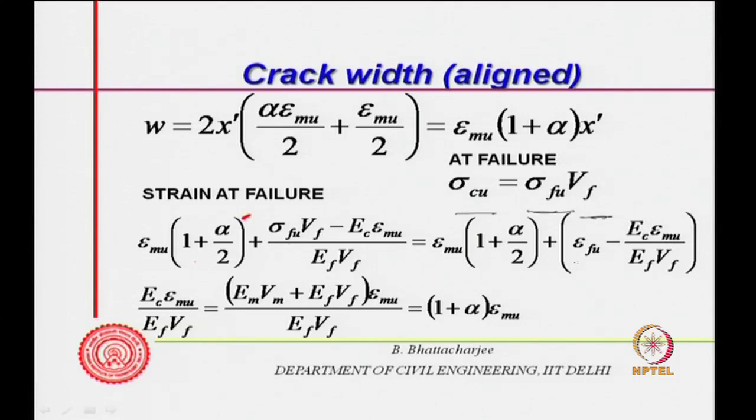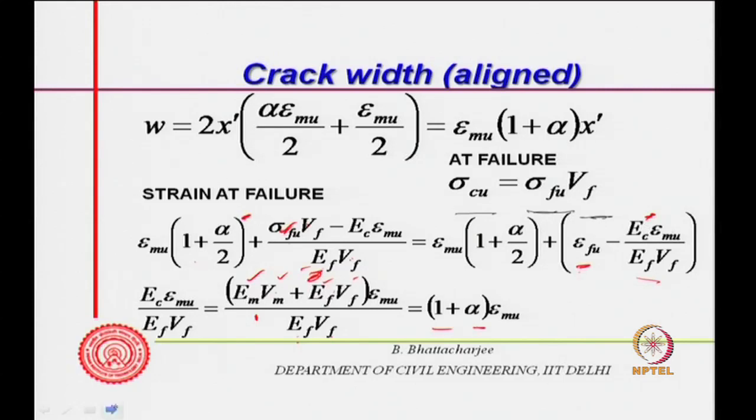This can be written simply by dividing: epsilon Fu by E f gives you sigma Fu by E f, V f will cancel out, and I am left with epsilon Fu minus E c epsilon mu divided by E f V f. Now, E c can be expressed as E m V m plus E f V f, as we have seen. If I divide this by E f V f, this will cancel out, and E m V m divided by E f V f I am calling alpha, and this is simply 1. So, it is (1 plus alpha) into epsilon mu.